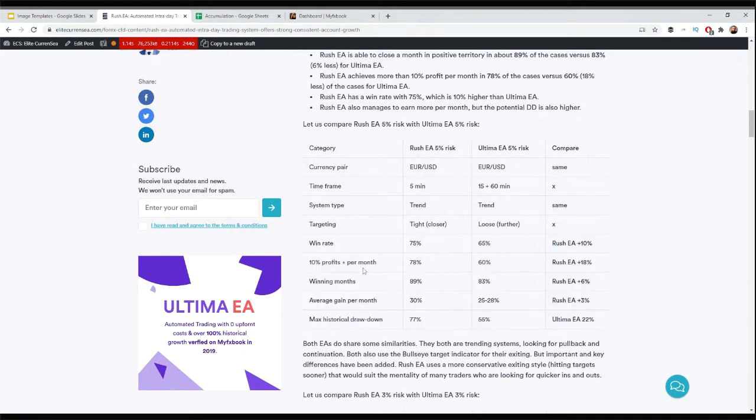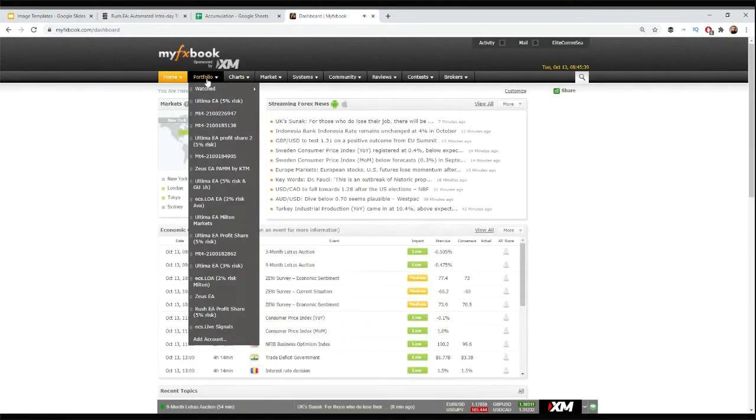The months in the back testing and live trading that the systems generated more than 10% profit or higher, right? 10% or more per month. 78% of the months had that with Rush EA and 60% with Ultima EA. Now, some of you are like, well, I'm not yet in profitable territory with Ultima EA. I've been trading it for 6 months, right? And there are some of you out there that are like that. And I'll dive into that a little bit later, why that is so, or I can even do it right now if you want. Let me open up the account.